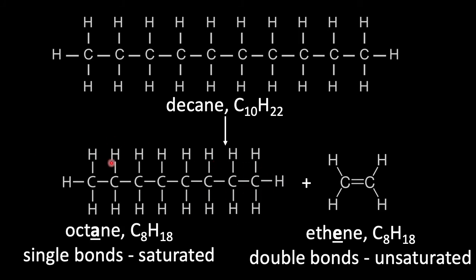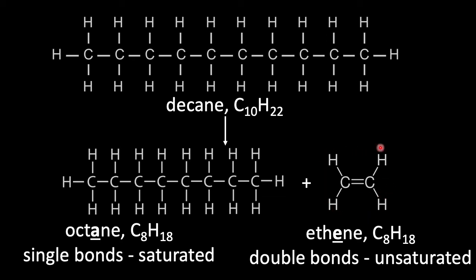Octane is formed as a result when you crack decane. One of the possible products is octane, which has the molecular formula of C8H18, because 8 times by 2 is 16, plus 2 is 18. It has single bonds, it is therefore saturated. This is your shorter alkane.